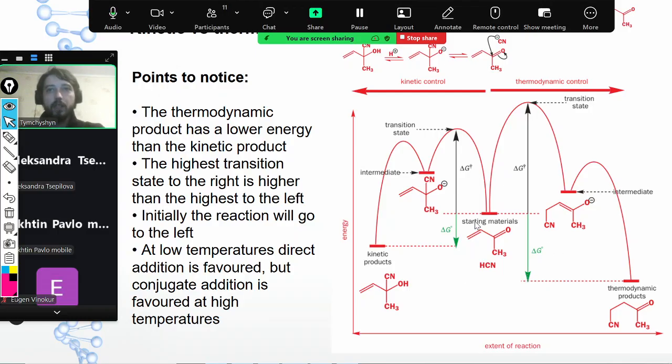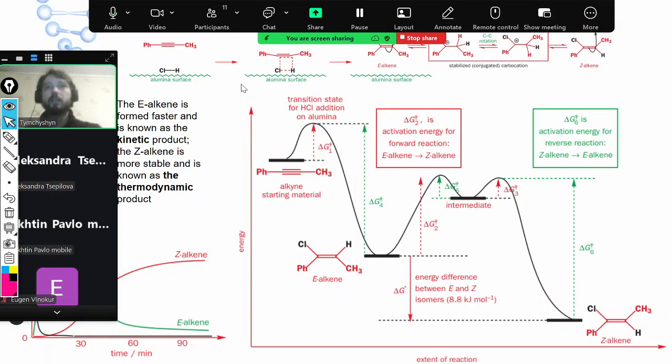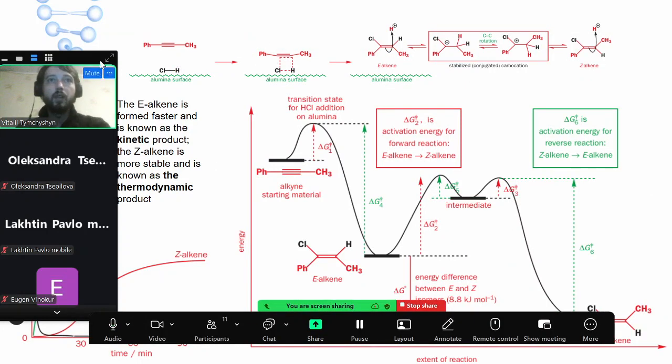Moreover, at low temperatures, kinetic products are favored because the number of molecules that have enough energy to overcome the transition state is smaller. If the temperature is higher, you have more molecules that can overcome the transition state, so you will get your thermodynamic product a little bit quicker. So you can use temperature to basically adjust between these two products.